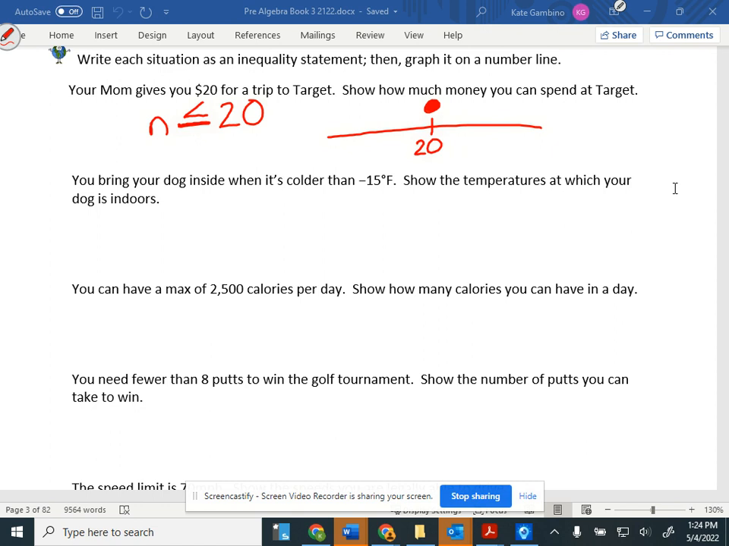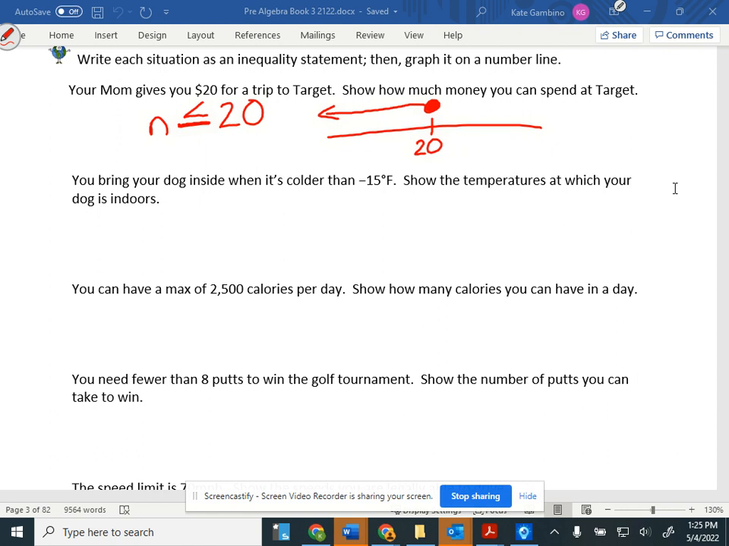Now I need to draw my line. Which way is my line going to go, Paul? Left. To the left. Less than is to the left. I can do any of these numbers leading up to 20. I can't go over 20, so I don't want my line to go over 20. Does that make sense? Yeah.